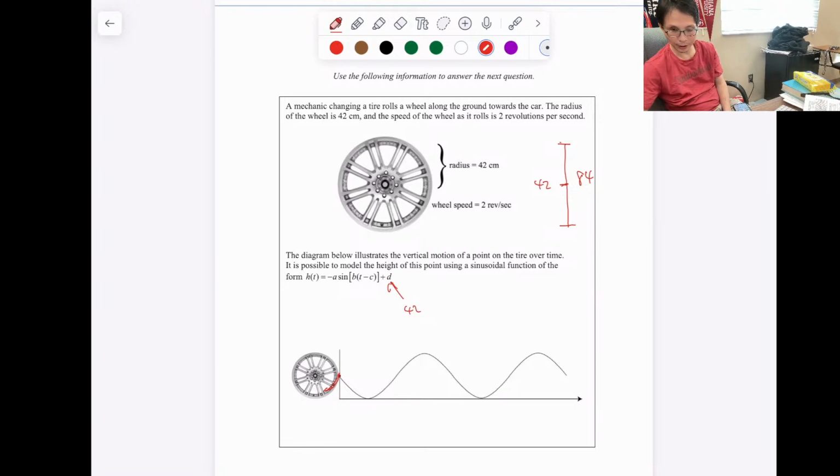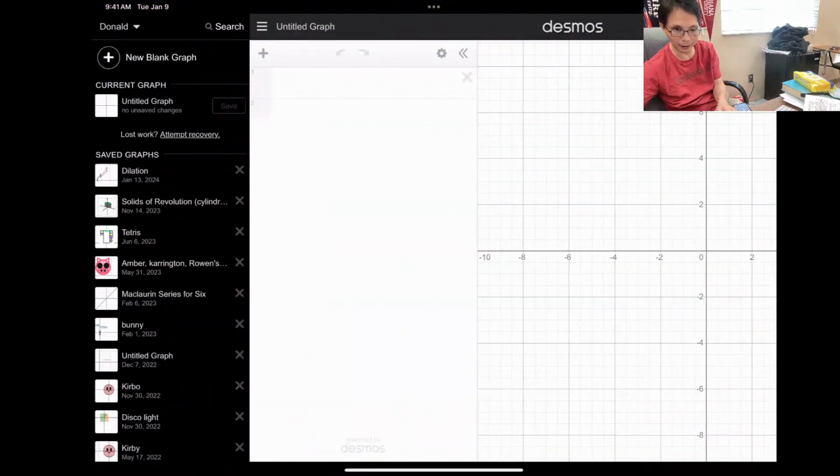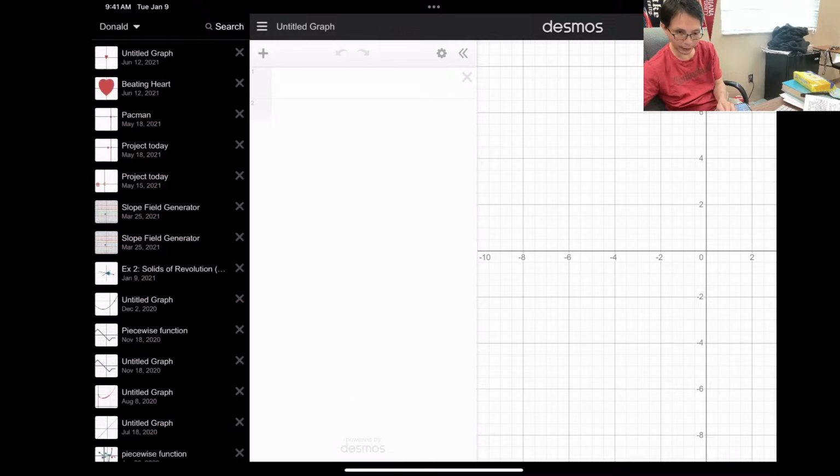Okay, so A is negative, but what is the amplitude? It's also 42. So this is also 42. Why is it 42? Because that's the amplitude. Because you're going to go like this, and this is 42, and this is 42. Because it's going like this. I don't know if you've ever seen this before, but I have shown you guys the graph before like this.